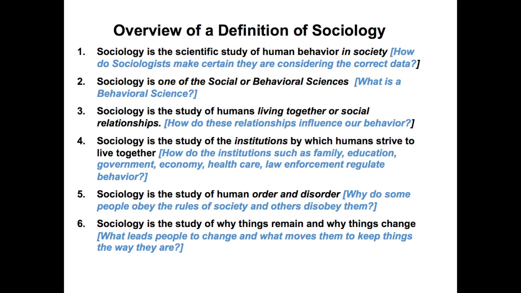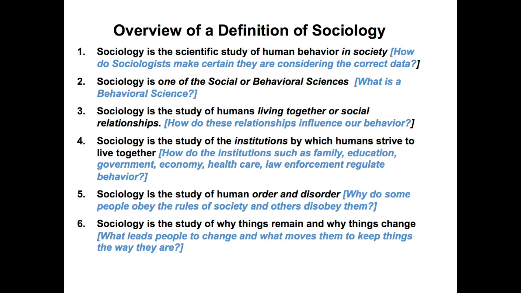It starts out with this idea of the scientific study. We're going to do that idea in more detail in just a minute. But we have to ask, how do sociologists make certain that they are considering the correct data? If we gather information about a certain group and their behavior, but we gather it from just one small segment of the group, we might come to a conclusion that this group acts this way when they really don't. See more about that later.